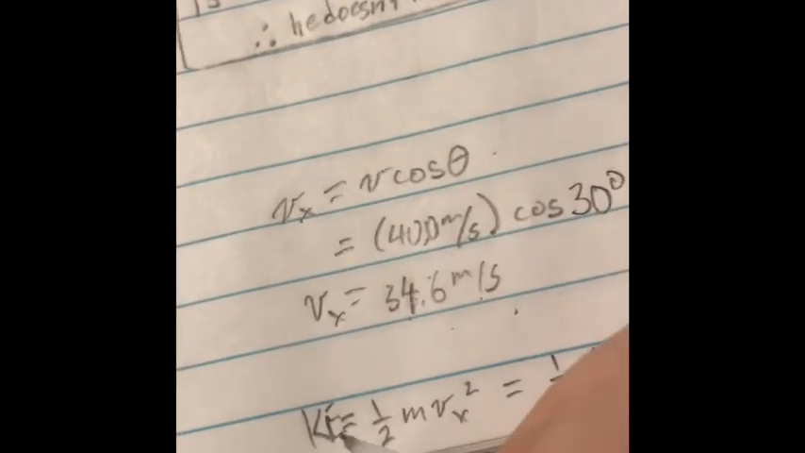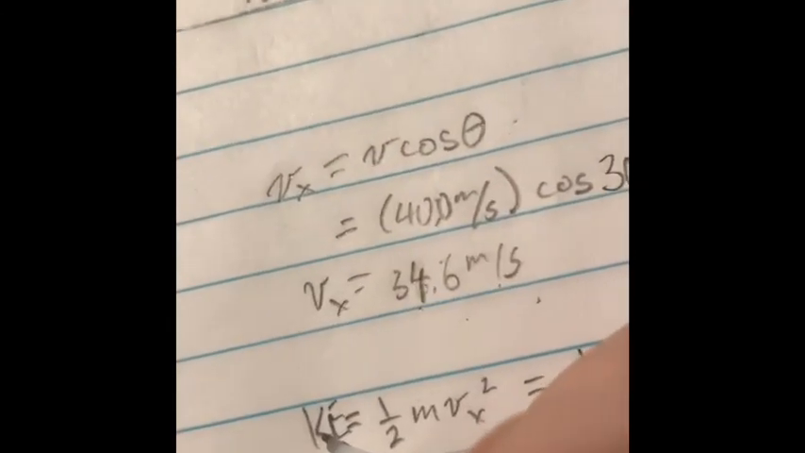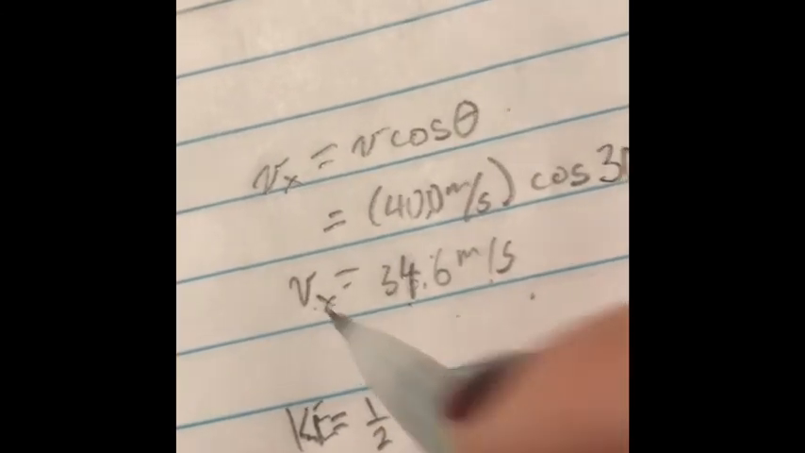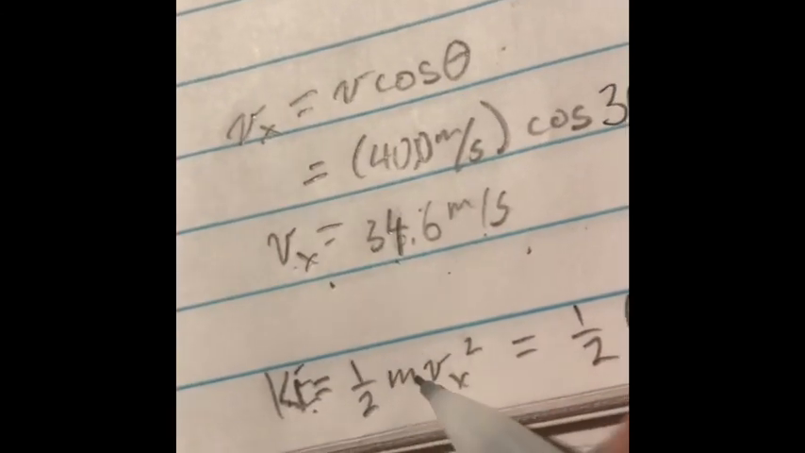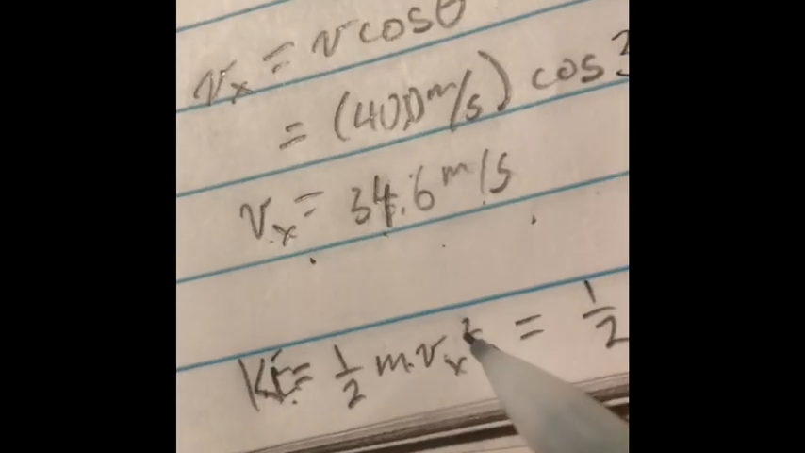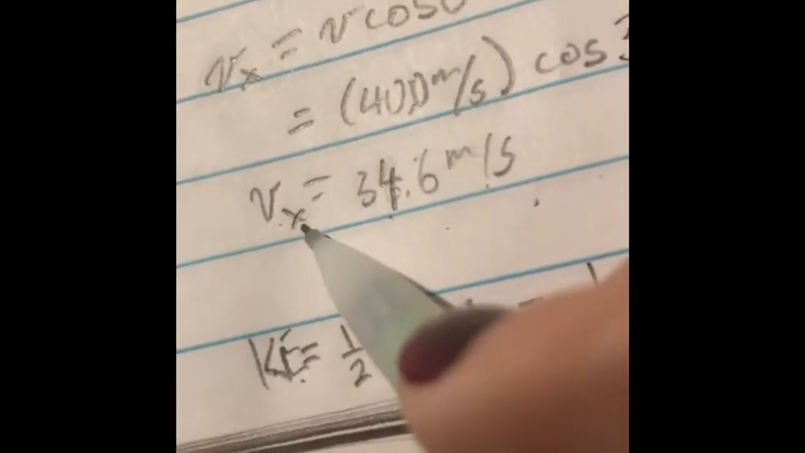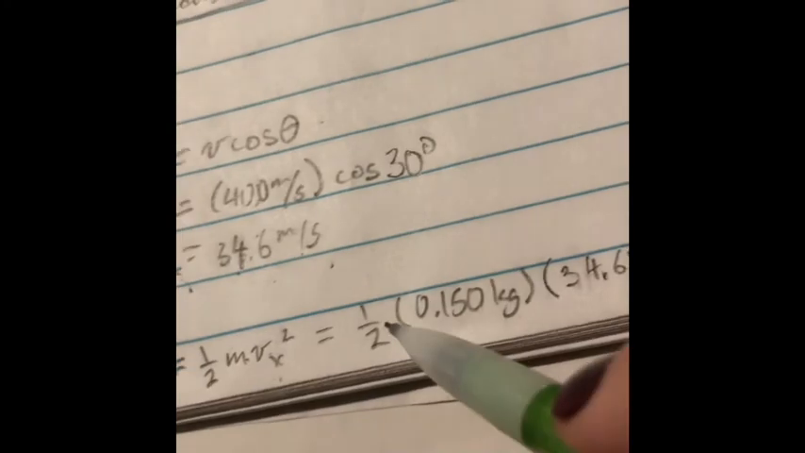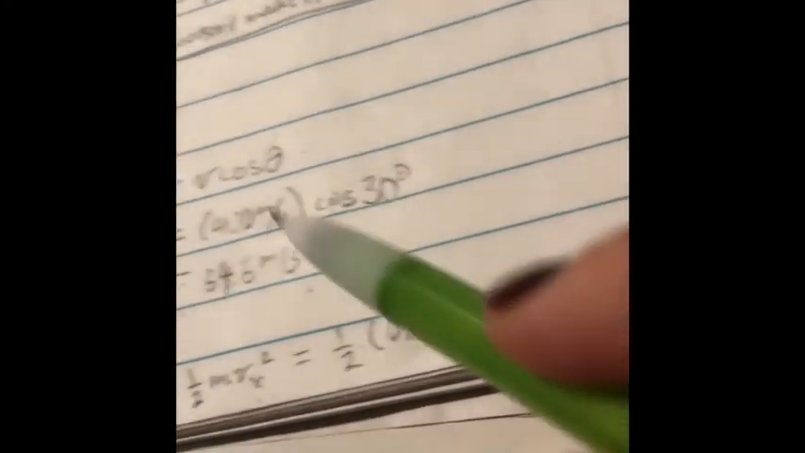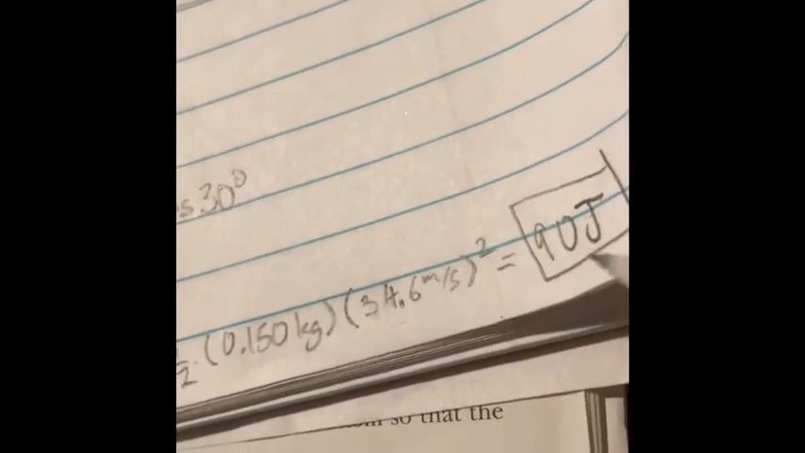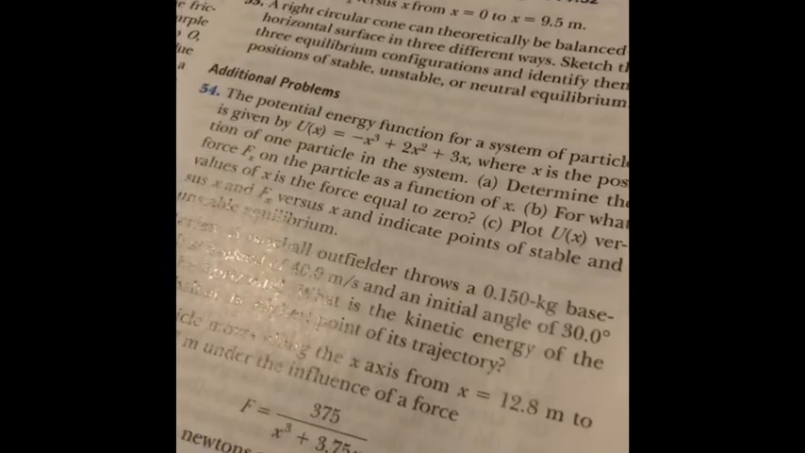And then we take the kinetic energy, with the velocity from the horizontal that we were given, which is equal to 1/2 mv squared, and we have the horizontal, which is the x. So we have 1/2 times the mass, which is 0.15 kilograms, times the 34.6 meters per second squared, which equals the kinetic energy of 90 joules. So the kinetic energy of the baseball at the highest point of its trajectory is 90 joules.